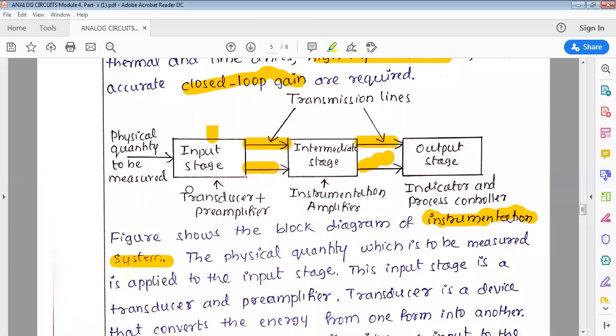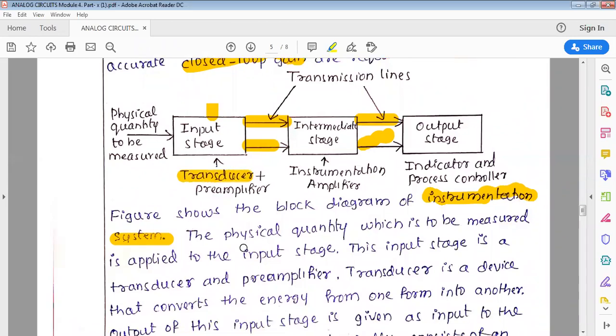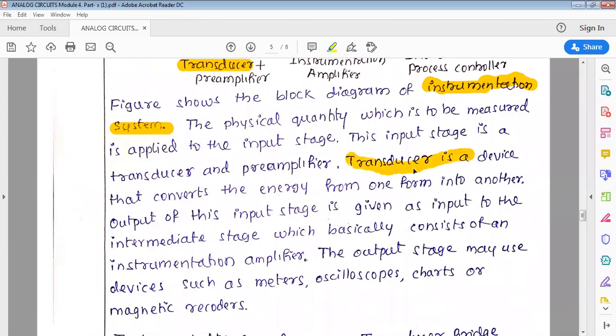Now, the first block, the input stage, consists of a transducer. What is a transducer? A transducer is a device that converts energy from one form into another. Basically, energy can exist in the environment in any of the forms, but a transducer can convert it from one form into another form. For example, if I consider a microphone, I can call it a transducer because it converts the energy of one form into another.